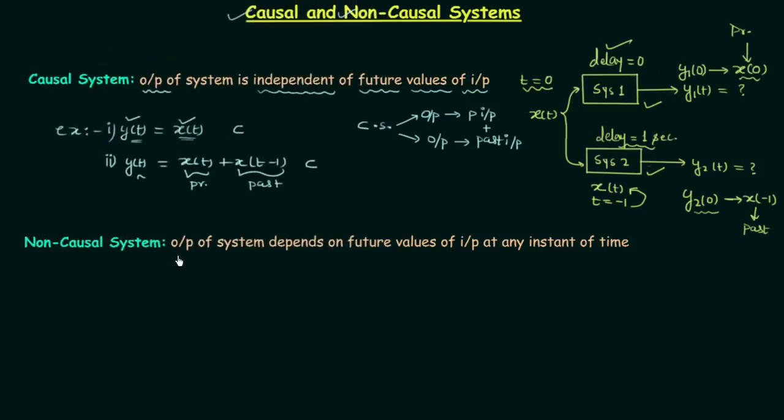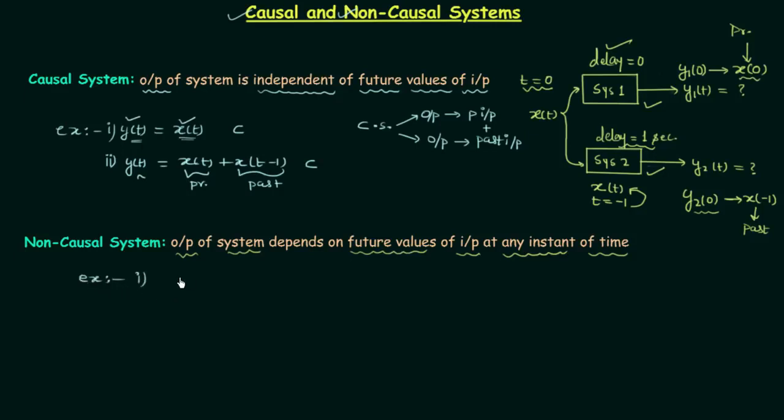In non-causal systems, the output of the system is dependent on future values of input at any instant of time. So if there is at least one instant of time at which the output of the system is dependent on the future value of input, the system will be non-causal. It may depend on past or present values, but it should also depend on the future value at any one instant of time. This will be more clear when we solve one or two examples based on it.